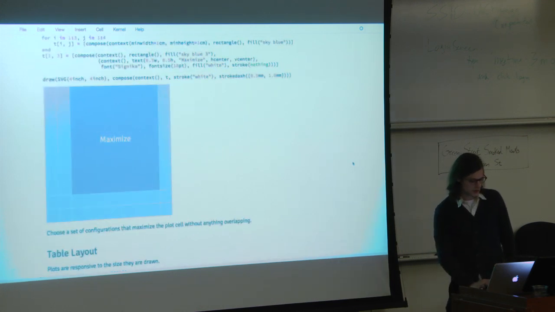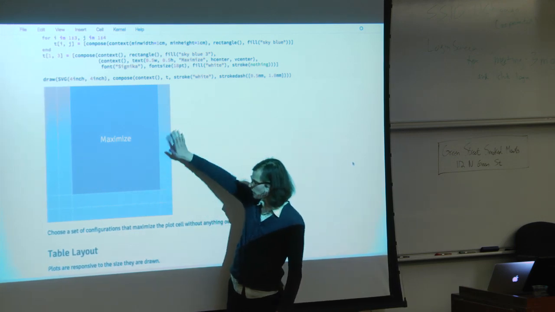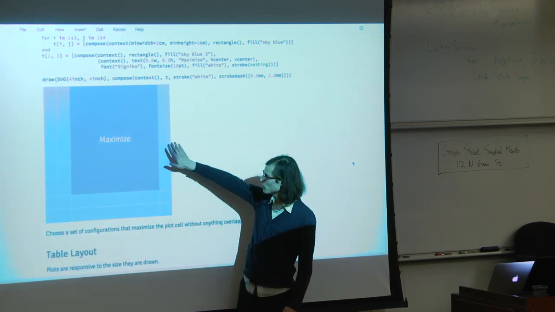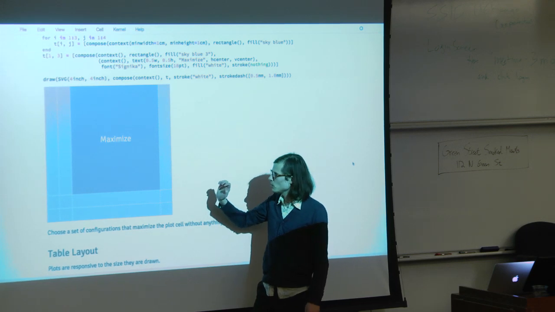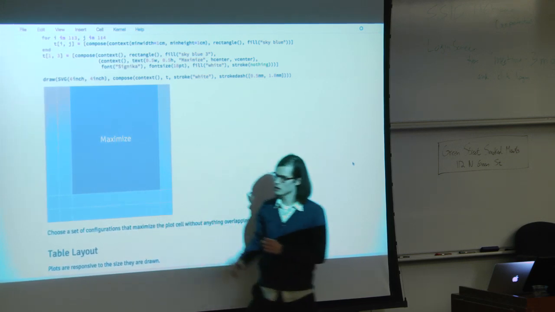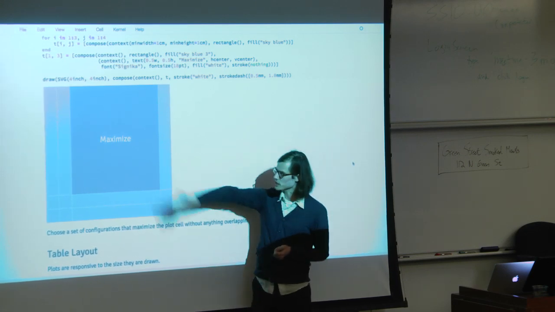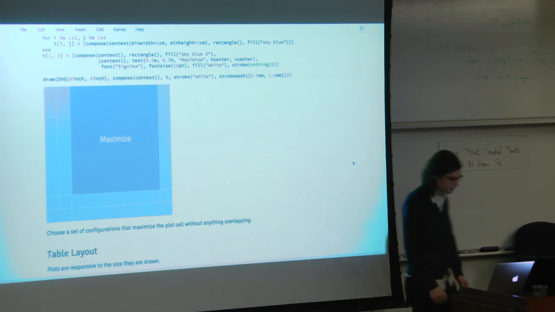What I'm trying to do is, if this is the plot here, and this is the labels and color keys and stuff, there's going to be multiple ways of laying out the color key. What I want to do is find a set of layouts for each of these cells where nothing's overlapping, so it's a feasible solution, while maximizing the size of the plot.